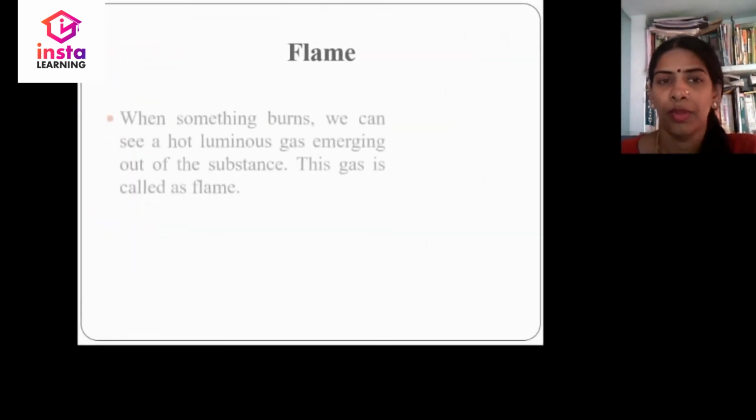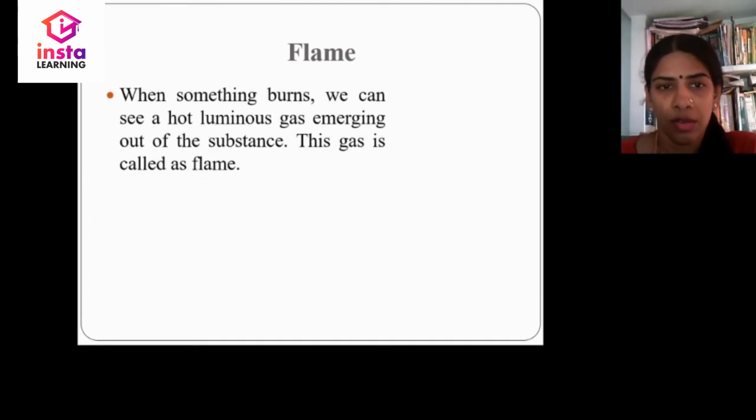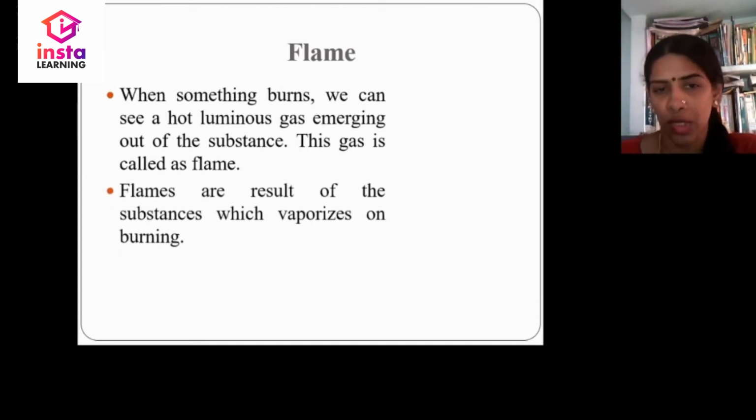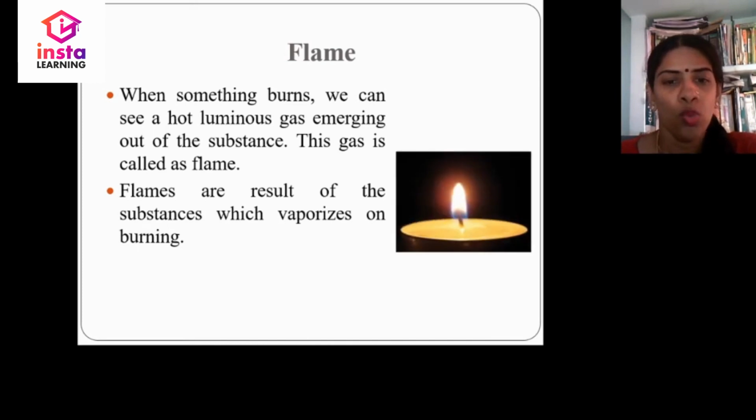Flame. When something burns, we can see a hot luminous gas emerging out of the substance. This gas is known as flame. Flames are the result of substances which vaporize on burning.